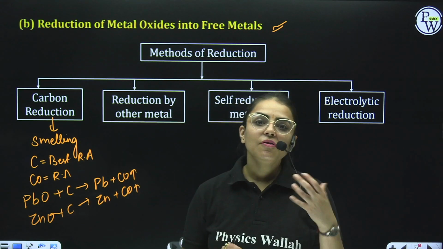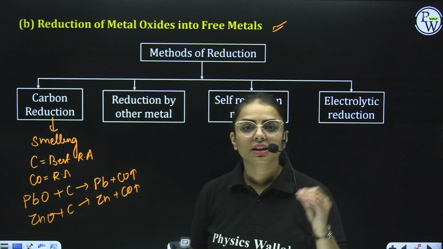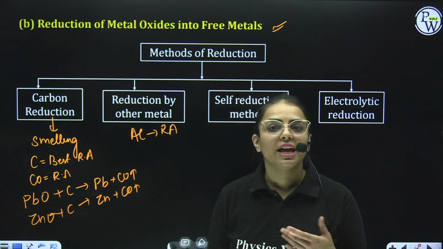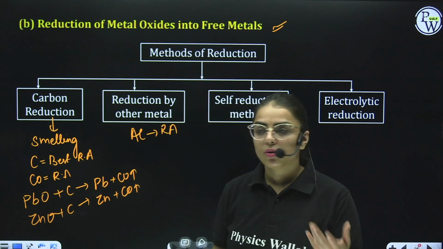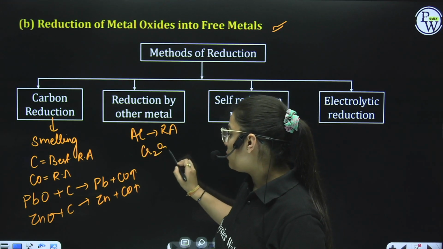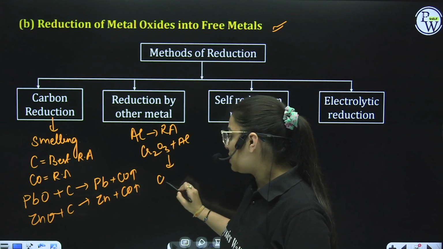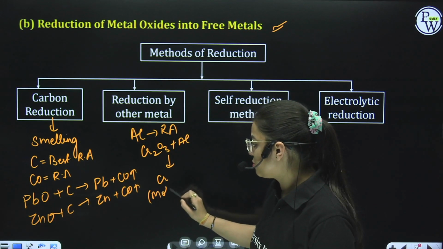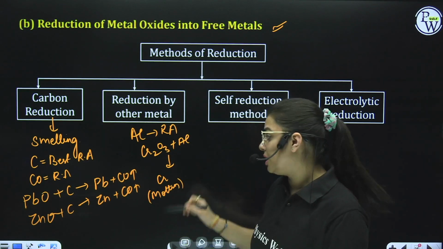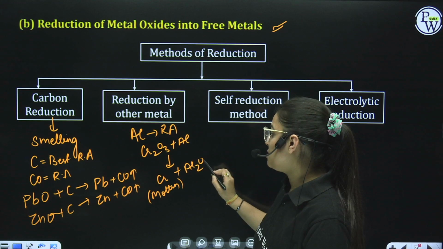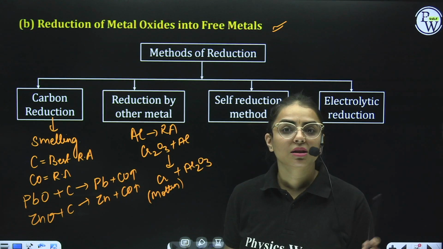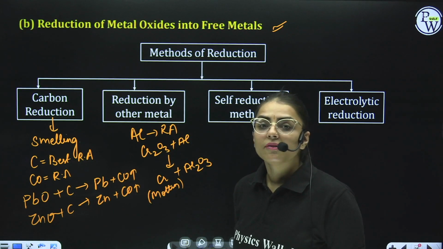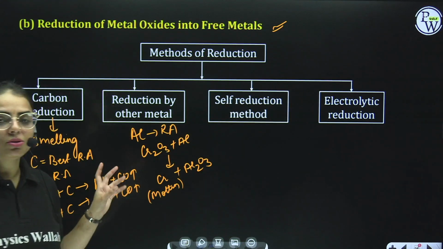Clear, everyone? And now the reduction by other metals. We can take aluminium, which is a very good reducing agent. Again, we can do the reduction process with the help of this. For example, if I take an oxide Cr2O3, we are going to react it with aluminium. What will happen? We will obtain chromium, and this chromium will be obtained in molten form, liberating Al2O3. So this is reduction by other metals. Now, these four methods, let me tell you, are very, very important.